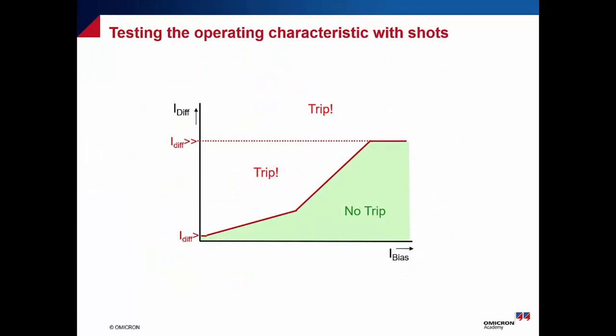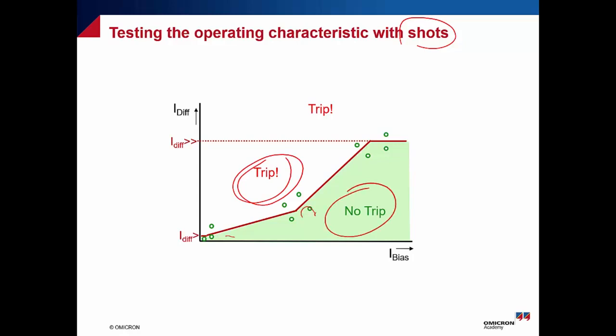And to test this operating characteristic, for sure we have two techniques. Technique number one is shots. These shots mean we have to allocate different points under the slope and above the slope. We consider all of this area as a trip. This is no trip, and the test module will check: if we got a trip here, it will be failed. If we got no trip here, it will be failed. Then it will check the tripping area and the biased area as well.